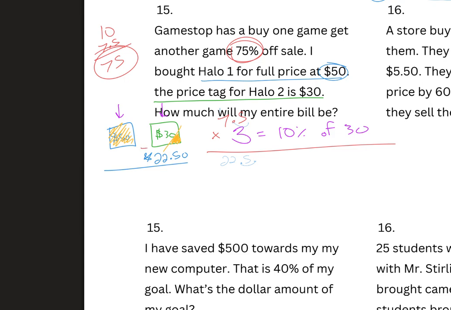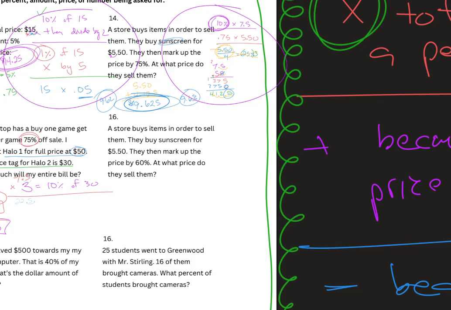So what are we doing with that? We are subtracting it. So we are only going to pay $7.50 for this game, okay? And then we're going to add $50 because the other game costs $50, so it is $57.50.